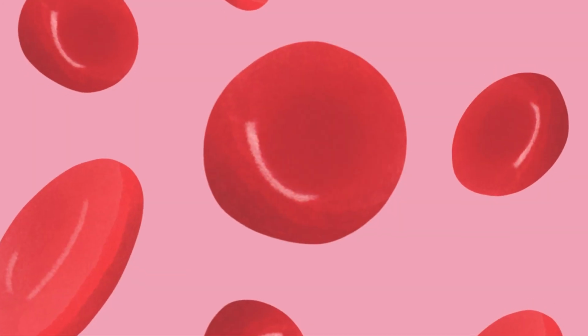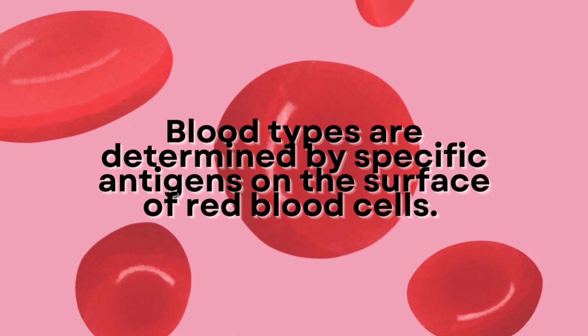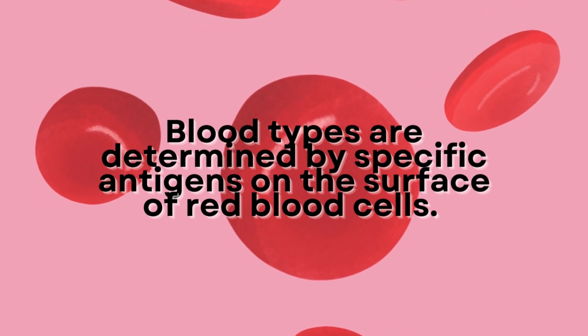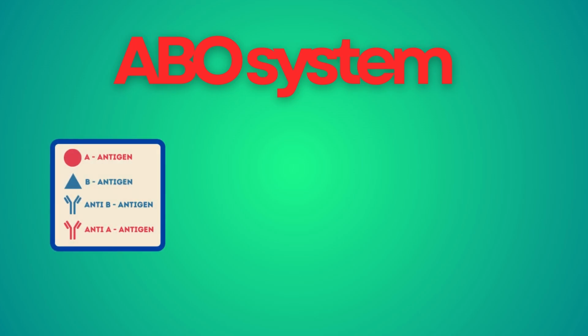So, what makes these blood types so different? Blood types are determined by specific antigens on the surface of the red blood cells. Antigens are proteins that trigger immune responses. The ABO system is the most important blood group system in human blood transfusion. It's determined by the presence or absence of antigens A and B on the surface of the red blood cells.